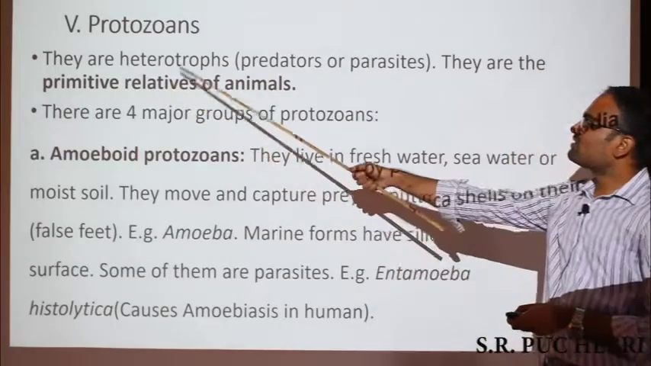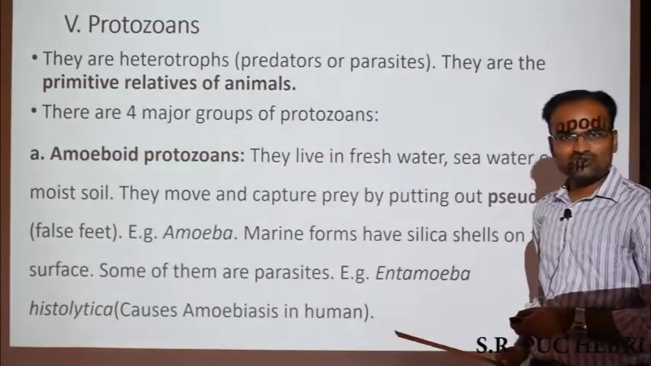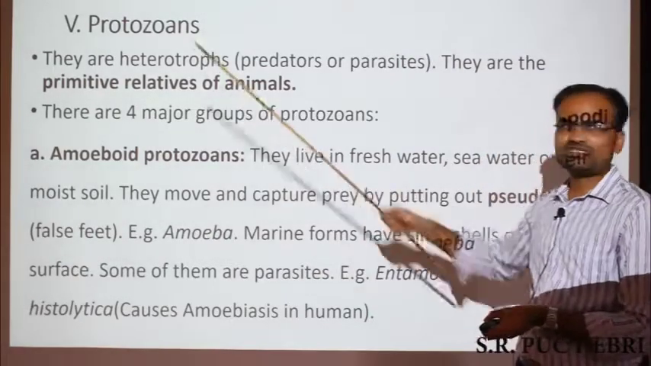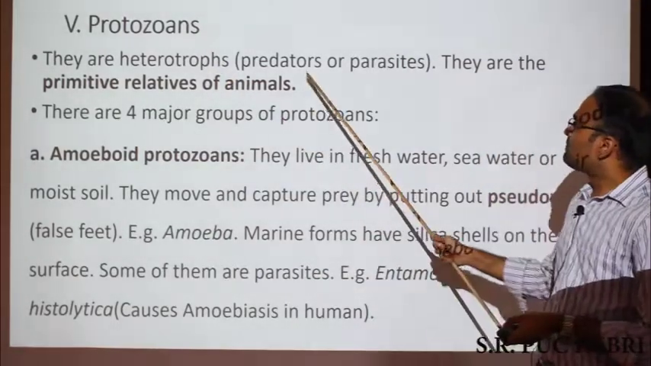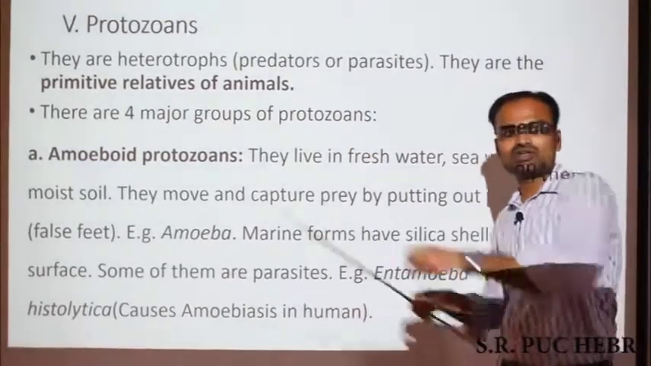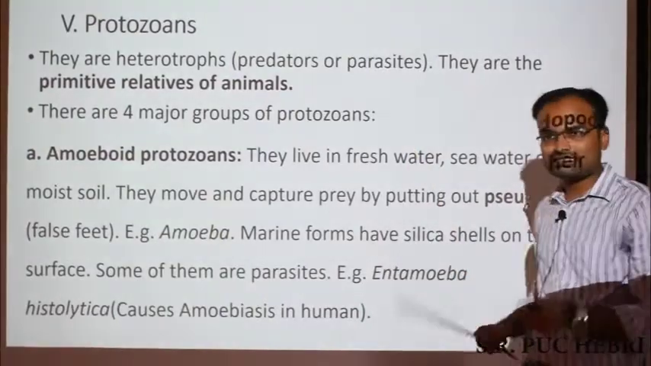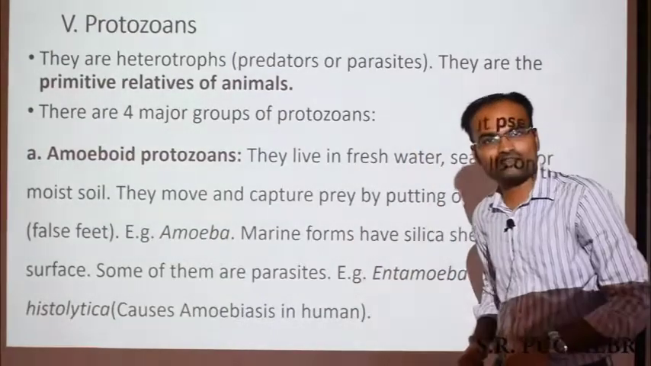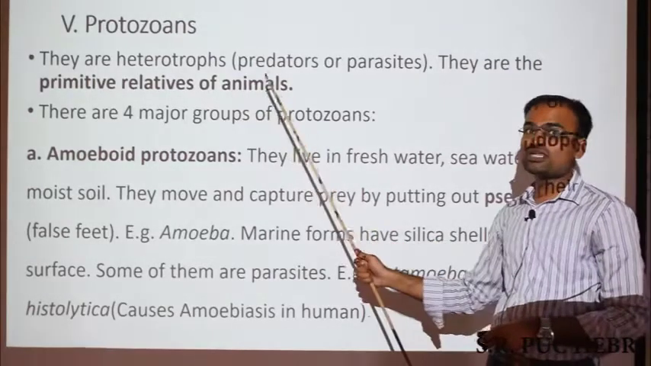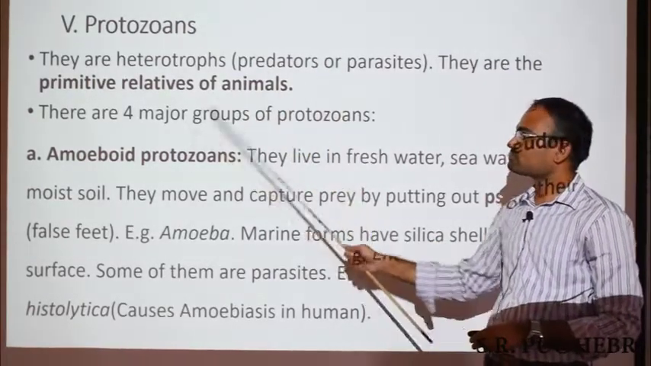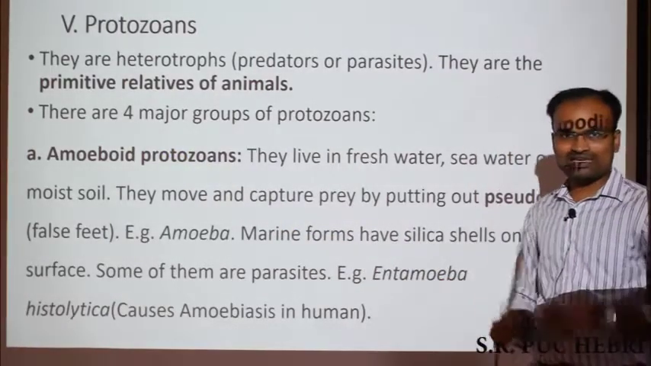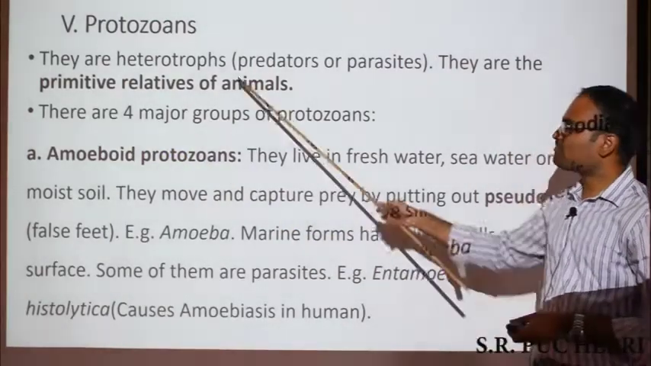Okay, so these are heterotrophs. As all the animals are heterotrophs, like that these protozoans are also heterotrophs. Predators or parasites. Okay, predators means hunting on other smaller organisms. Parasites depending on other host organisms for food and nutrition. So they are the primitive relatives. This is a very important one, protozoans. These are four groups of protozoans. We are broadly having four subgroups in the protozoans.